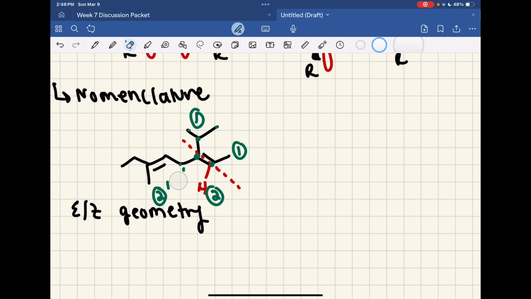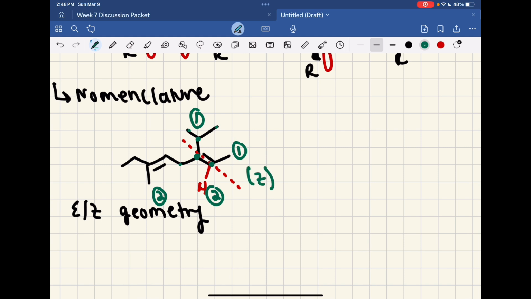So let me just make some more room again. Okay, so now that we see that the 1s are on the same side of the dashed line and the 2s are on the same side, we would say that this one is a Z. Oh gosh, the pen keeps changing. This would be a Z alkene, or Z for same.